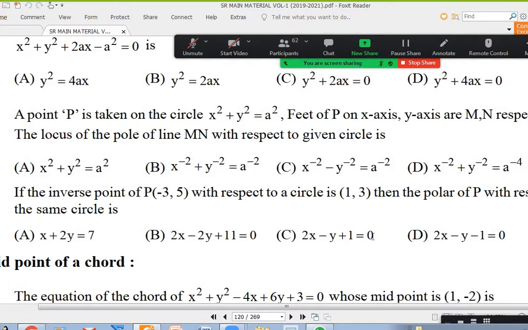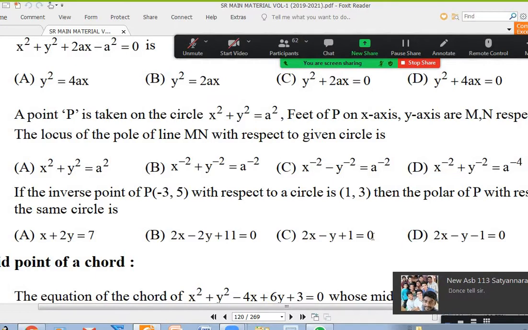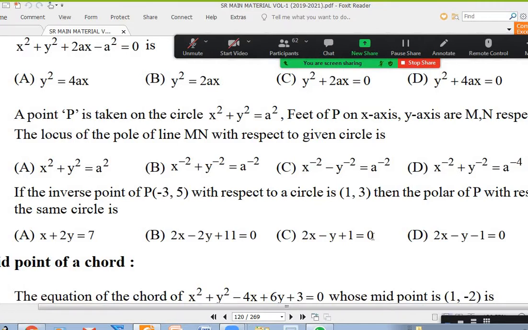If the inverse point of this with respect to this, then the polar of P with respect to the same circle. Okay, fine. We discussed this: if we take a circle, draw two tangents, this is the chord of contact. And the points are (-3, 5) and (1, 3).